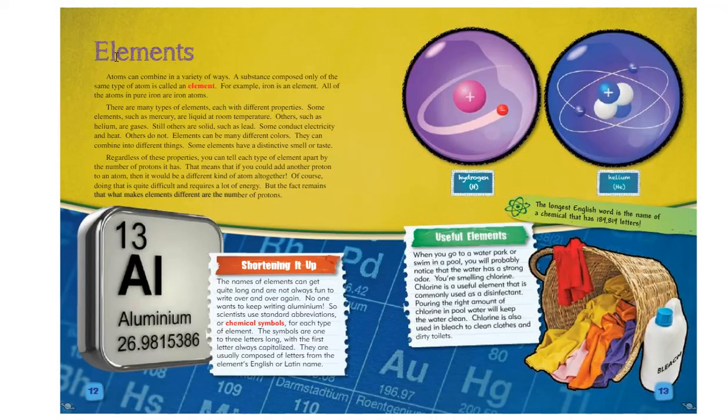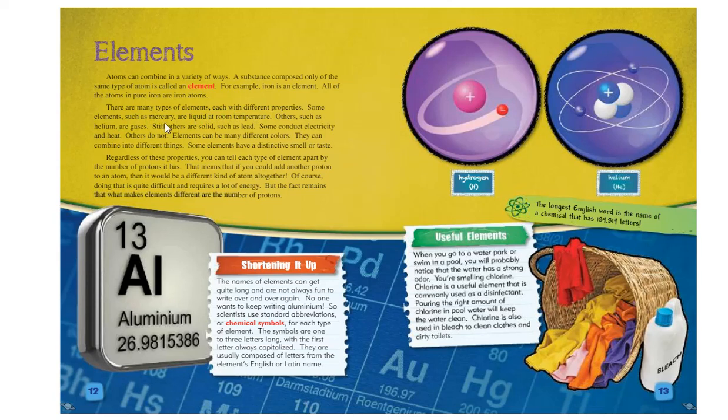Next section of the book is called Elements. Atoms can combine in a variety of ways. A substance composed of only one type of atom is called an element. For example, iron is an element. All of the atoms in pure iron are iron atoms. There are many types of elements, each with different properties. Some elements, such as mercury, are liquid at room temperature.